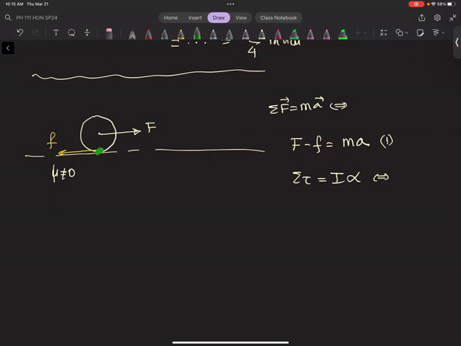Again, the question is, which force is producing a torque with respect to the ground? You don't have any other option, say it. It's a force. So what is friction doing? Well, at this point, nothing.